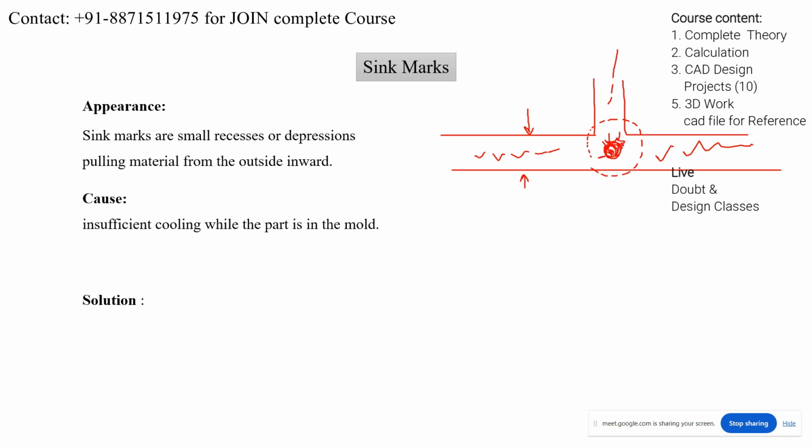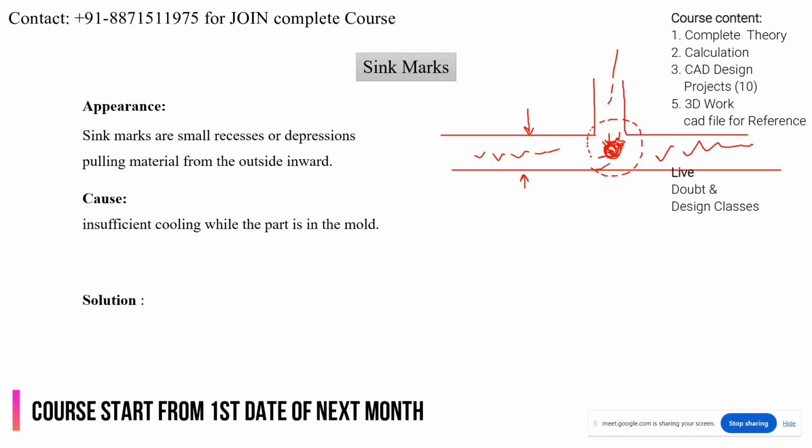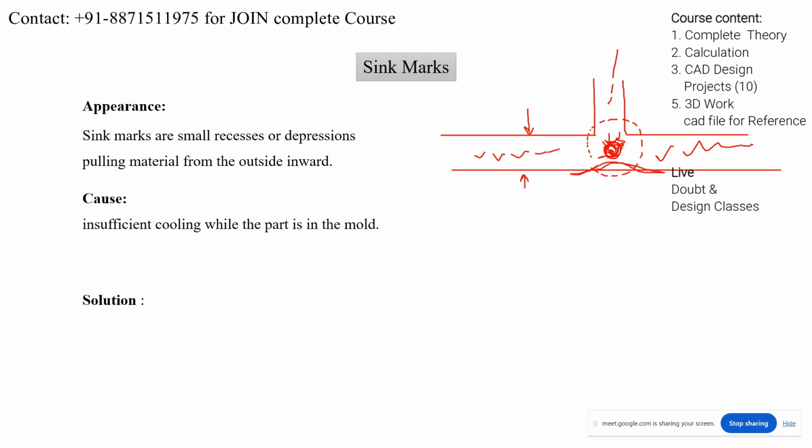So if this is in a melted condition, it will shrink, right or wrong? It will shrink during the cooling, right or wrong? So that's why it will pull the material like this. It will pull the material like this. So that's why it pulls the material from outside inward, right? It will pull the material and create a shape like a depression or recess. Understood?